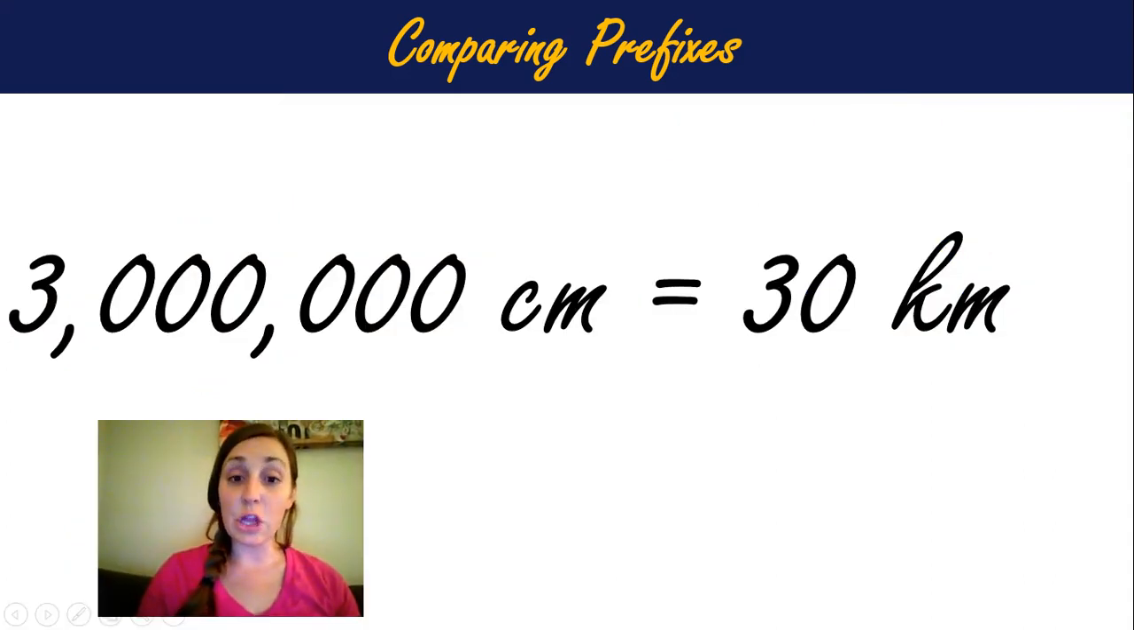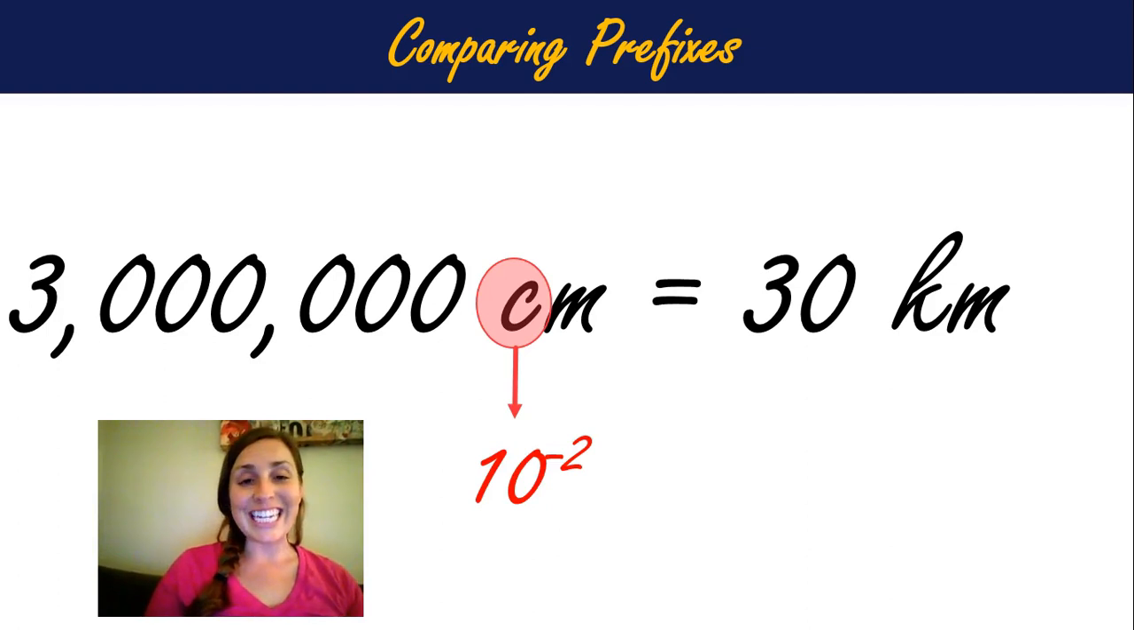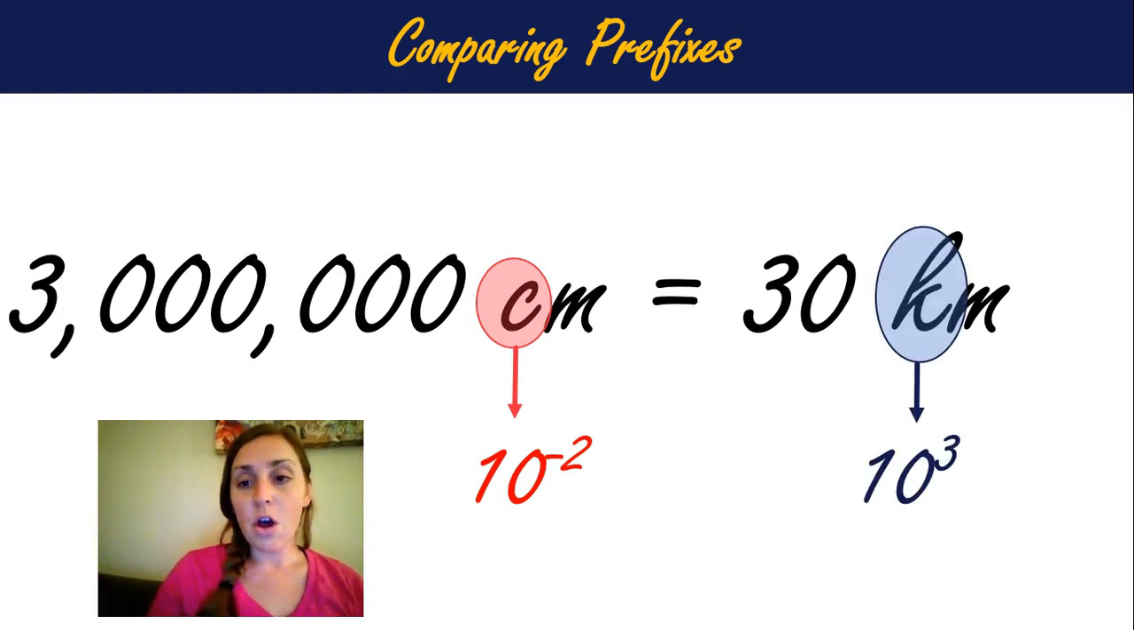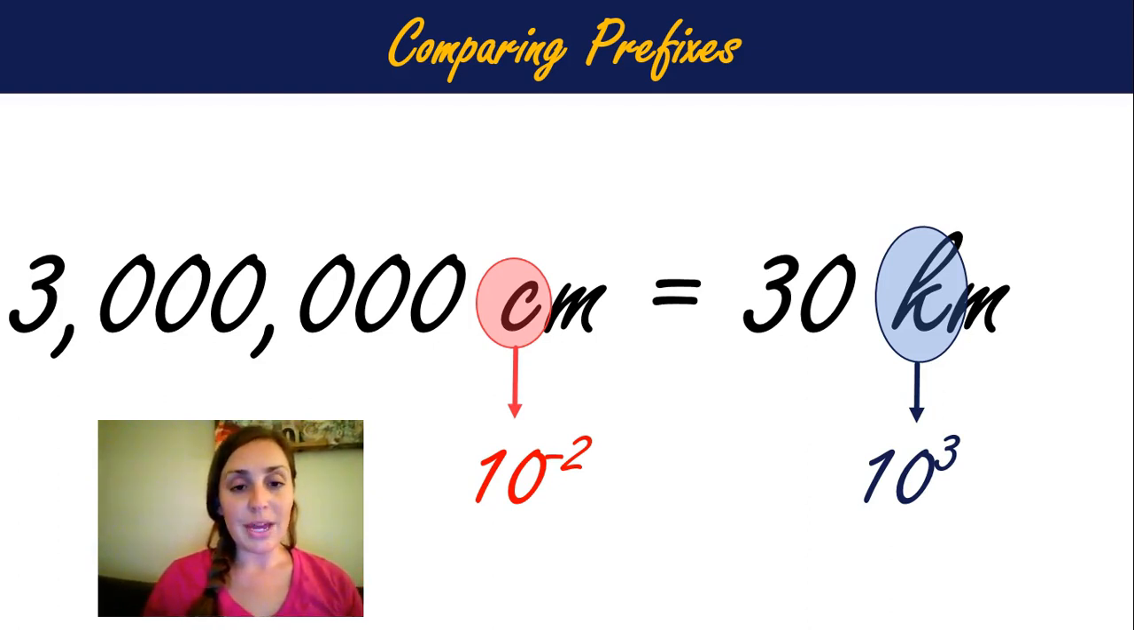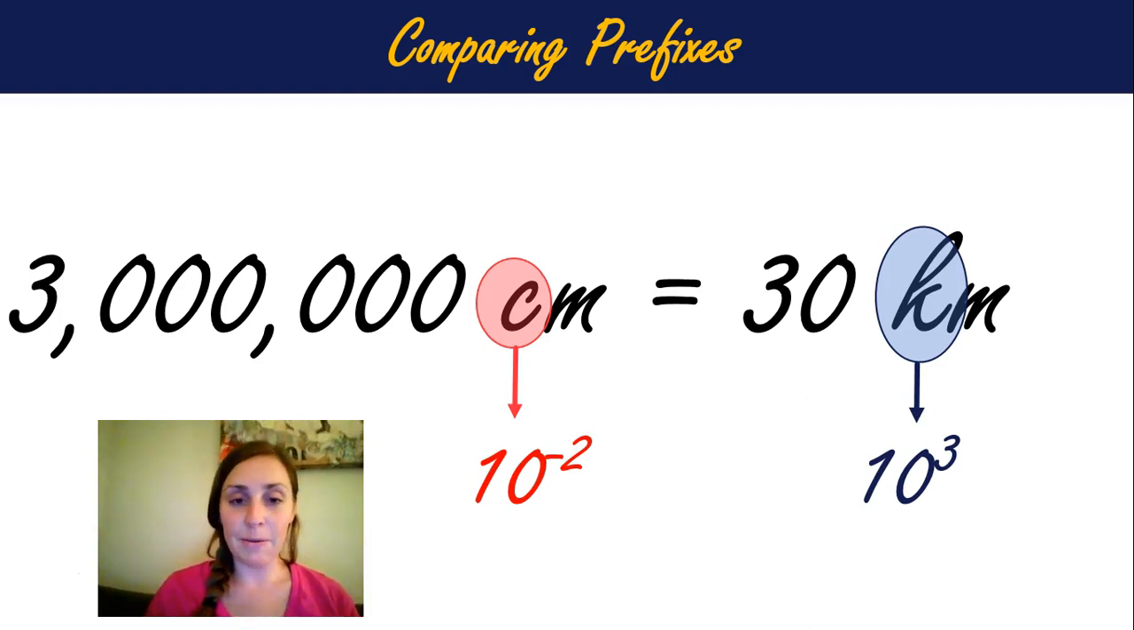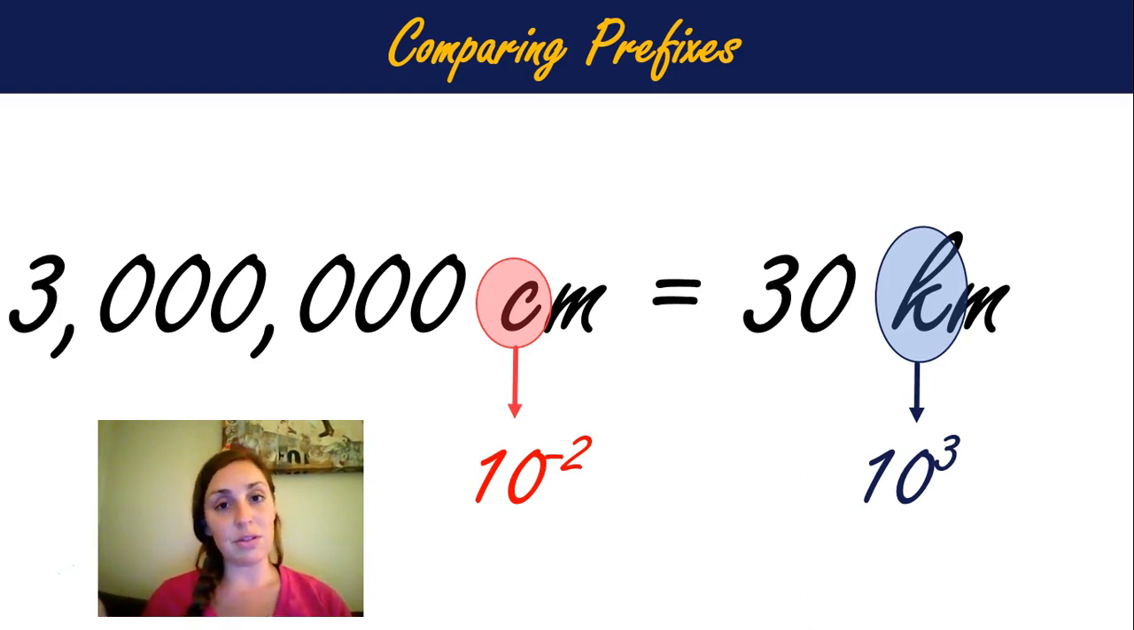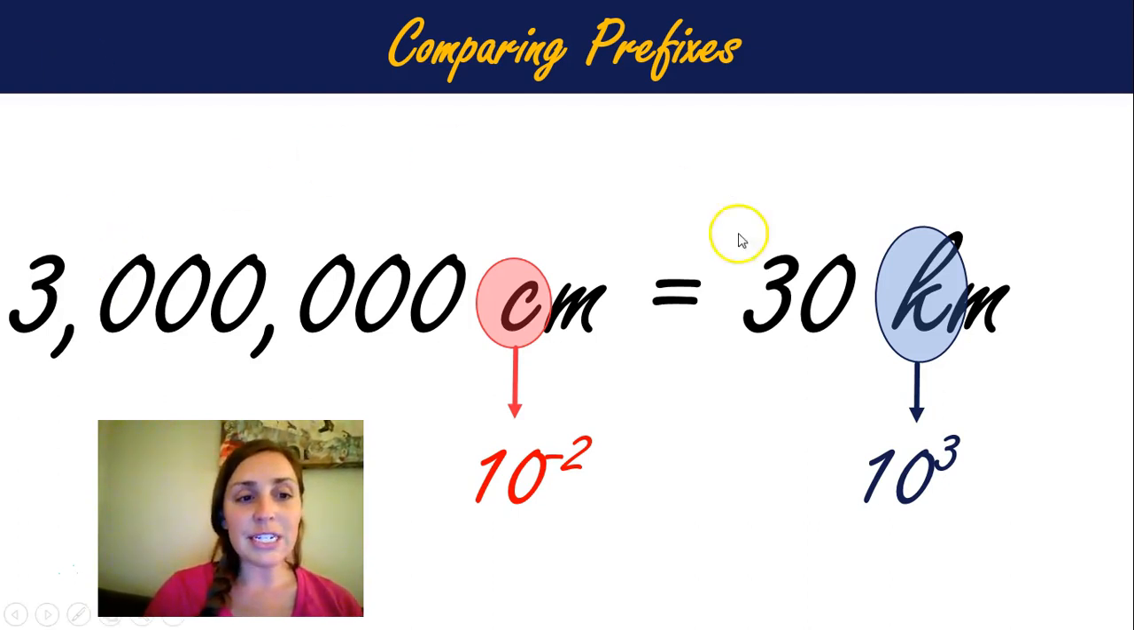So let's analyze this looking at the prefixes. Centi, as you know, is 10 to the negative 2, so a centimeter is a meter divided into 100 pieces. A kilometer is 1,000 meters, or 10 to the third meters. So the difference between these two is a factor of 10 to the fifth. If I have a centimeter, I need 10 to the fifth of those to make a kilometer. And if you notice, 10 to the fifth is 100,000, and these are different by 100,000.